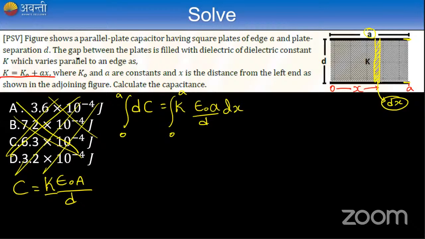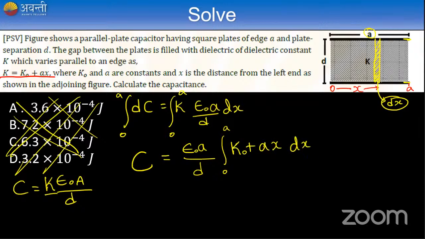When we integrate from 0 to a of this capacitance, I'll get the total capacitance. So the integral of dC would be the final capacitance C. What are the constants here, guys? My epsilon naught is a constant, my total area of cross section is a constant, and the separation distance is also a constant. My only variable is my dielectric constant K, which varies as a function of K naught plus ax times dx. Please try to integrate this function.